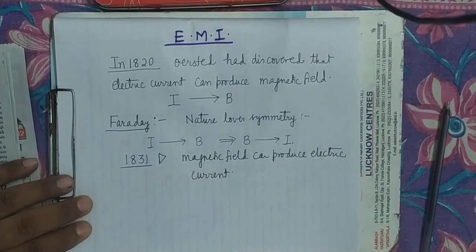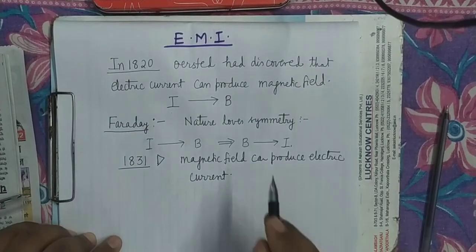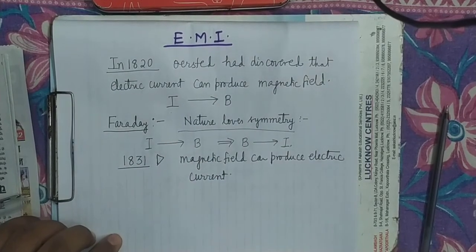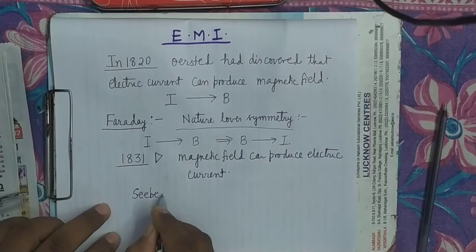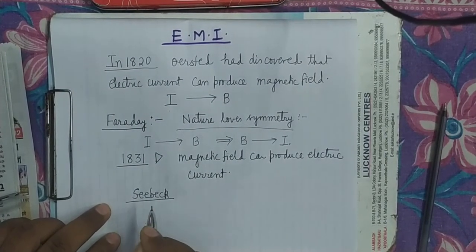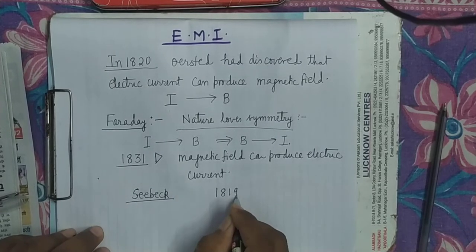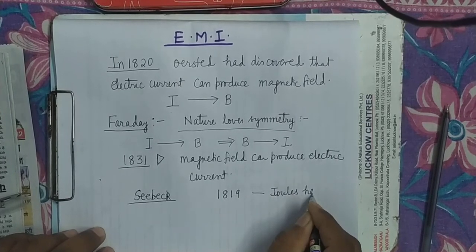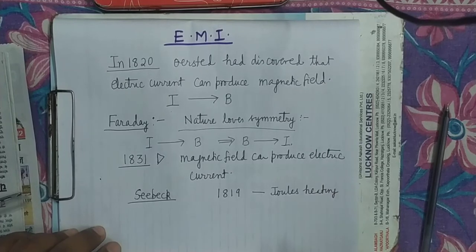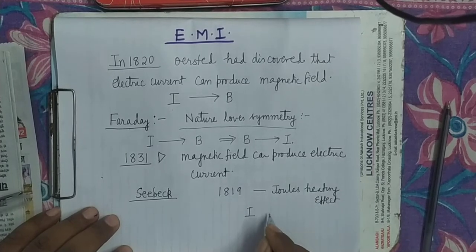Now see here, before coming to this, I want to tell you one more thing. By using this analogy of Faraday, there was one scientist, Seebeck. In 1819, Joule's heating effect was discovered. According to Joule's heating effect, electric current can produce heat energy. Electric current can produce heat energy, that we know.